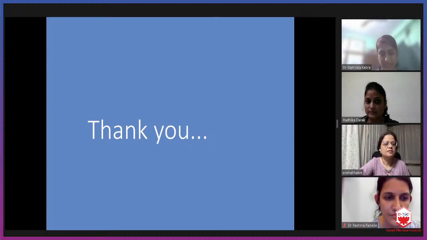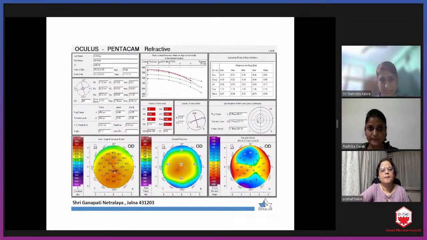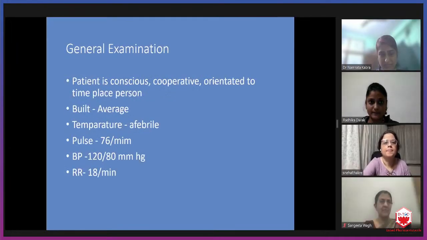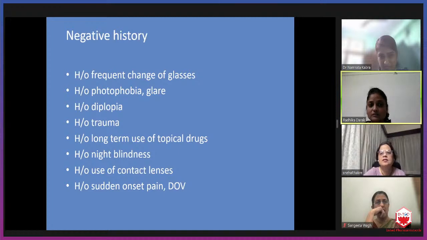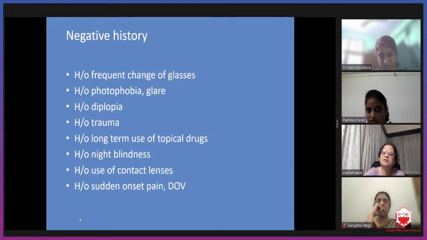Can you go back to negative history? We have to be very, very careful in examination, because you did say that there is no frequent change in the glasses. It's unlikely in keratoconus. Okay, sorry. So negative history. You mean to say there was a frequent change in the glasses? Can you just clarify, sir? The negative history means no history of frequent change of glasses. You think it is possible in keratoconus there is no frequent change in the glasses, considering?